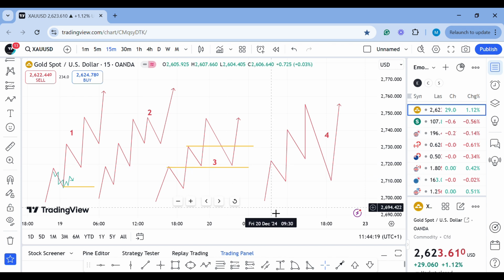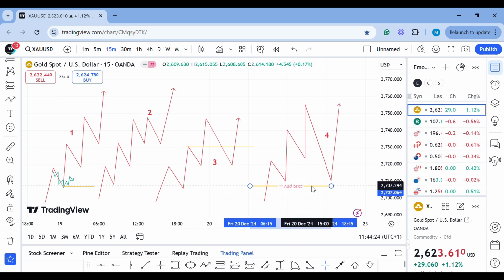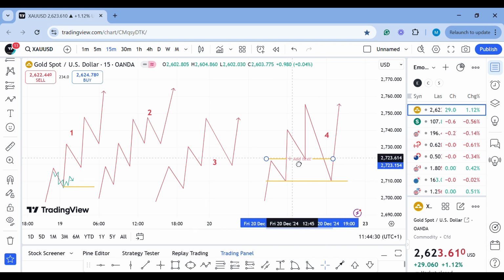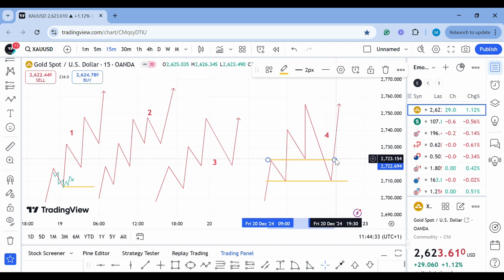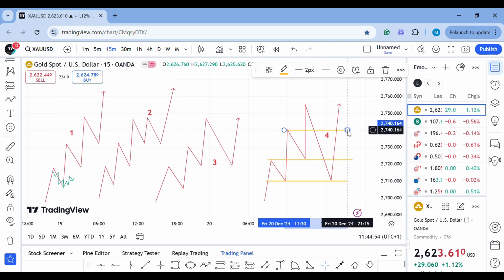So now you've seen this impulsive correctional phase, impulsive correctional phase. Then you mark out your zone. Now, impulsive correctional phase. The market did respect this high and pushes to the upside, created another high that broke this recent high. That is the fourth wave pattern. Then you see a correctional move.